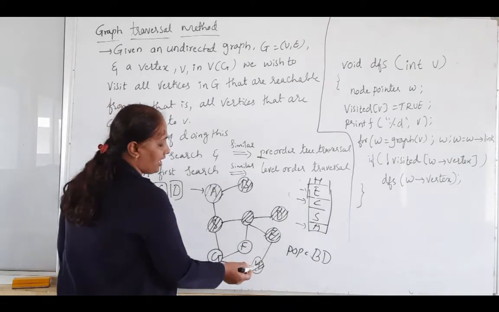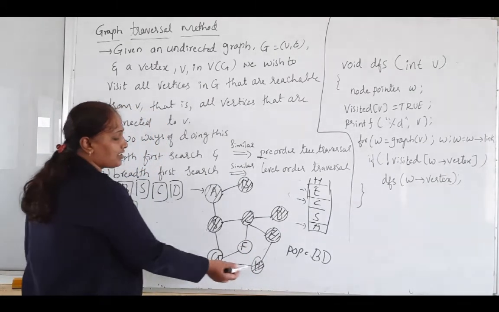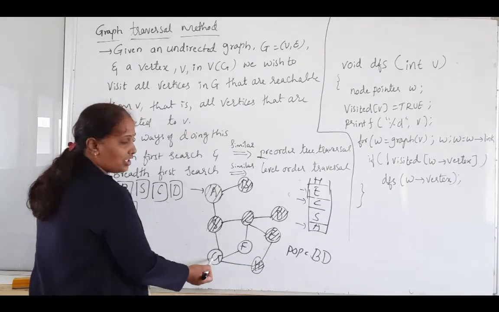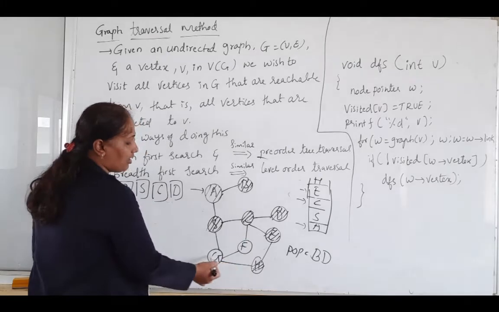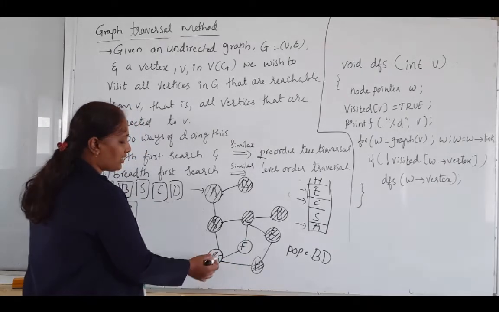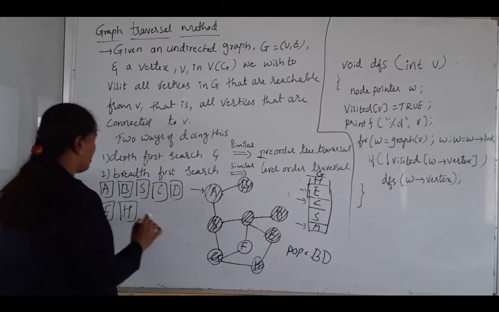Next, once you visit H, now we are at the H vertex. We are going to check the connected vertices of this H. So, what are the connected vertices? One is E, one is G. E is already visited. The unvisited vertex is G. So, we are going to visit G next.